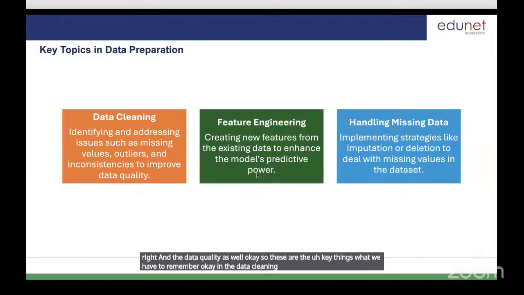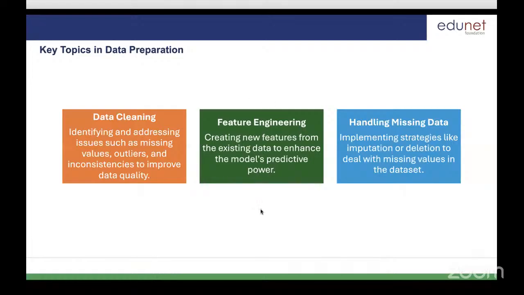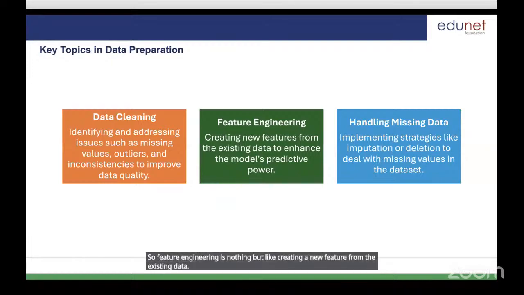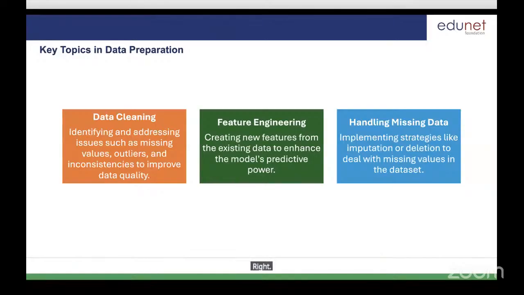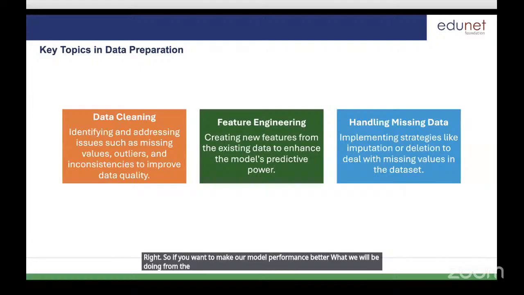Then we have feature engineering. Feature engineering is nothing but creating a new feature from the existing data. If we want to make our model performance better, from the existing data only, we are going to create and generate new features. That's what feature engineering is.